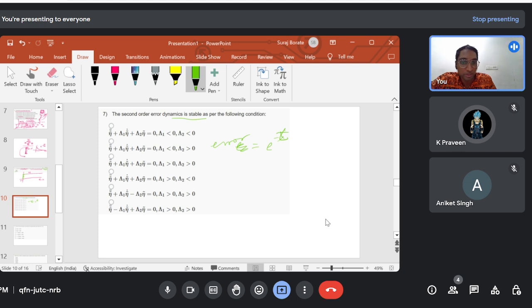So which differential equation yields an exponentially decreasing solution? That you have to check, and I think this is the answer. If you see this particular equation, both the coefficients should be greater than 0. Only then you will get an exponentially decreasing solution. This you can actually verify by substituting inside.